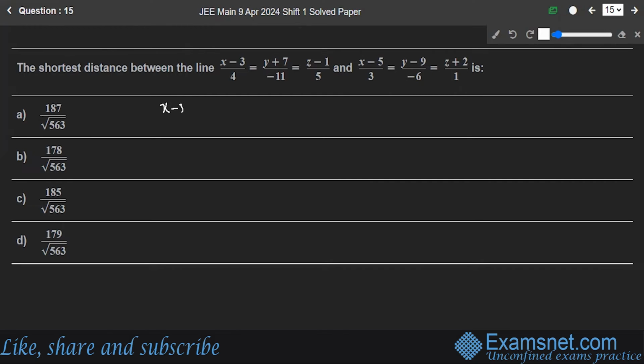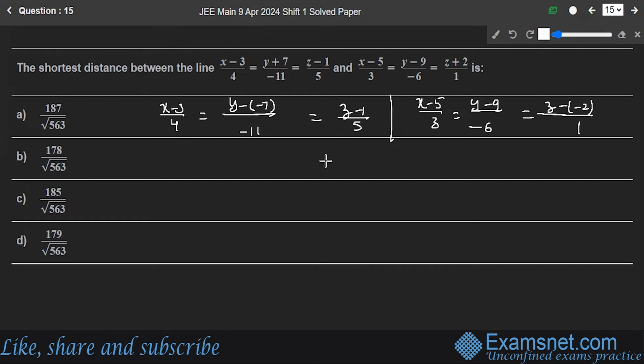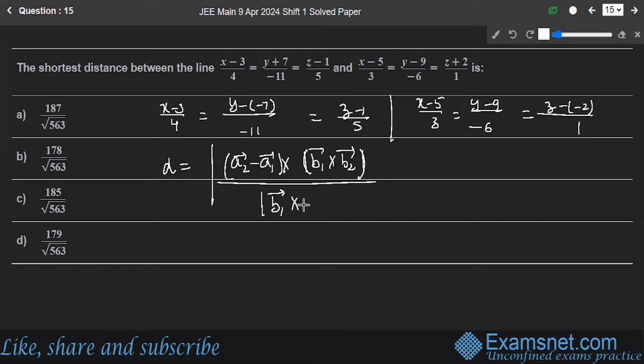First one, (x minus 3)/4, (y minus (minus 7))/(minus 11), (z minus 1)/5, and the second line, (x minus 5)/3, (y minus 9)/(minus 6), (z minus (minus 2))/1. Shortest distance between these two lines will be given by, you know the formula, that is equal to modulus of (A2 minus A1) dot (V1 cross V2) divided by modulus of V1 cross V2. Let's find out all of these.